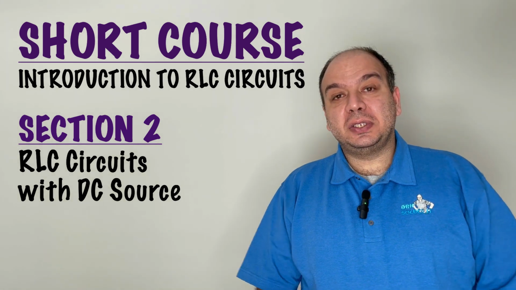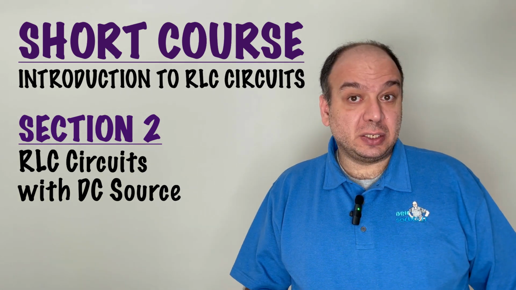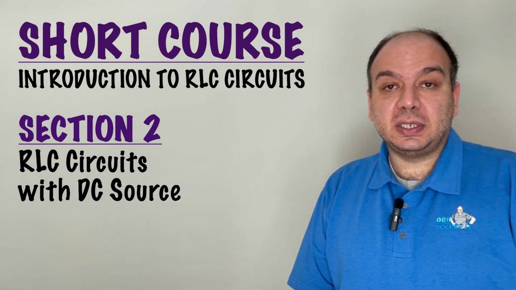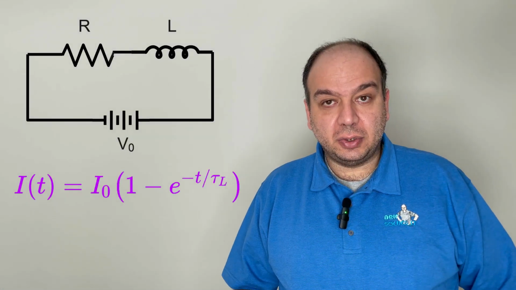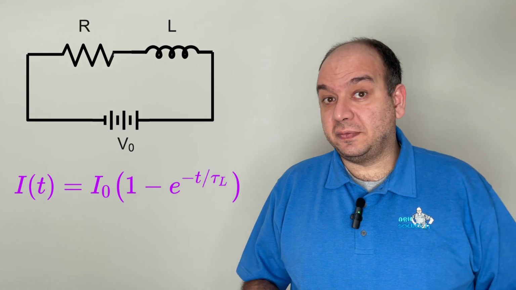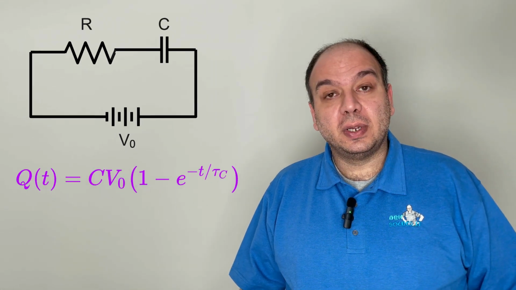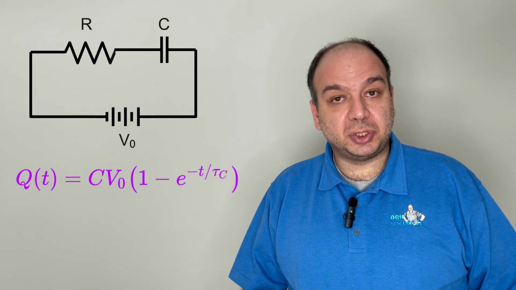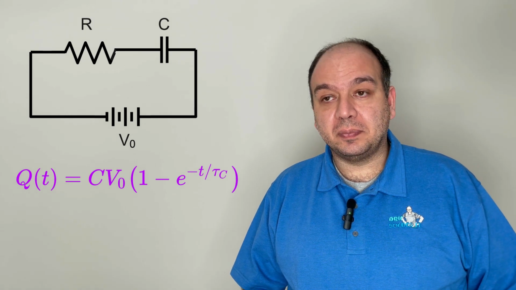In Section 1 we talked about RL and RC circuits powered with DC sources. For the RL circuits we found the current as a function of time, and for the RC circuits we found the charge on the capacitor as a function of time. In both cases the equations we had to solve were first order differential equations, so the solutions were simply obtained by solving an integral.